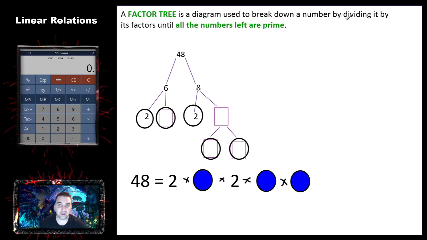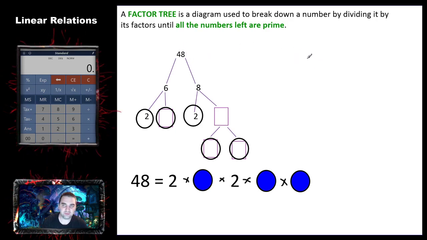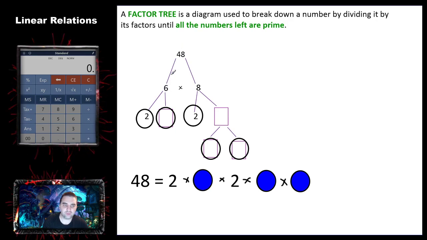It's a diagram used to break down a number by dividing it by its factors until all the numbers left are prime. And the major difference between a factor tree and the division method is that you can break a factor tree down into any of the factors that you know. So for example here, you look at 48. Yes, you can do 1 times 48. You can do 2 times 24. But I also know that you can do 6 times 8. So I'm breaking this 48 down into two branches. And the branches go to 6 and 8 because 6 times 8 is 48.